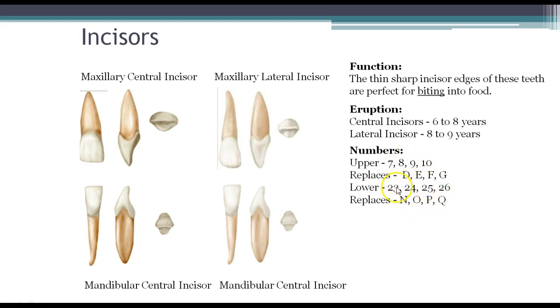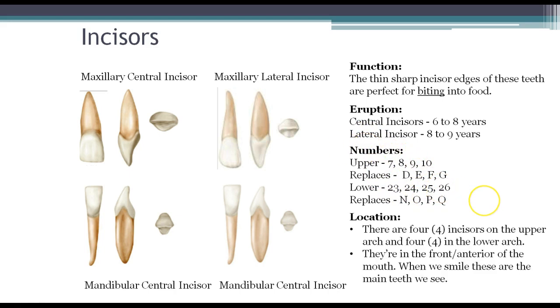If these numbers or letters are confusing you, you can check out another one of our videos on primary dentation and adult, permanent dentation, so that you can clarify what these numbers are referring to. These are located in the front of your mouth, so your anteriors. You have 4 incisors on the top and 4 on the bottom, so altogether you have 8 of them. When you smile, these are the first set of teeth you're going to see.